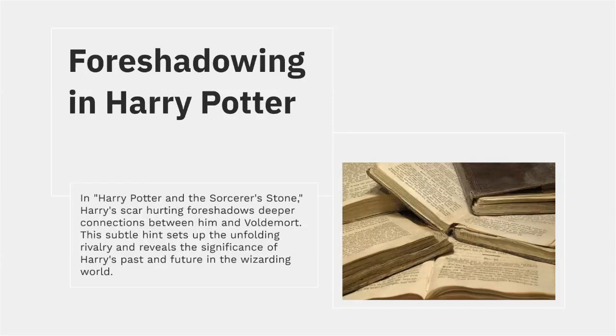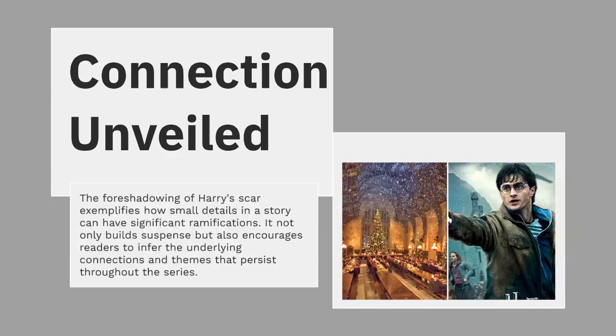In Harry Potter and the Sorcerer's Stone, Harry's scar hurting foreshadows deeper connections between him and Voldemort. This subtle hint sets up the unfolding rivalry and reveals the significance of Harry's past and future in the wizarding world. What does this connection unveil? The foreshadowing of Harry's scar exemplifies how small details in a story can have significant ramifications. It not only builds suspense, but also encourages readers to infer the underlying connections and themes that persist throughout the series.